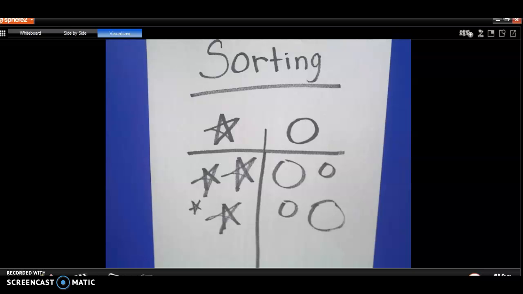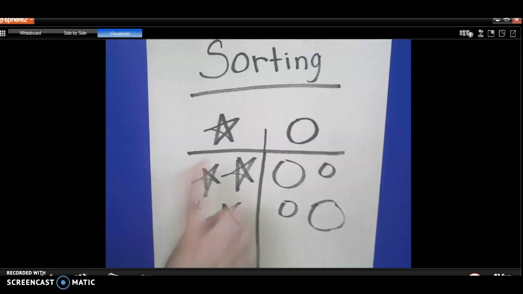So today for math we will continue to learn about sorting, or how to sort. Why is sorting important? Well, it's important because it helps you group things into groups. It helps you put them together, and once you have them in groups, you can tell how they are the same and how they are different.